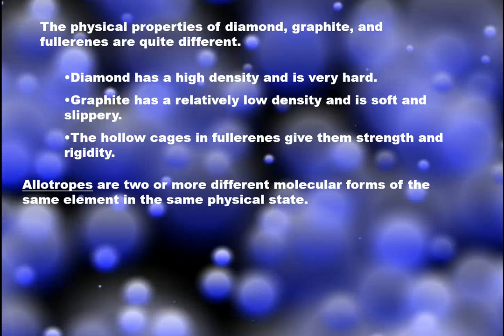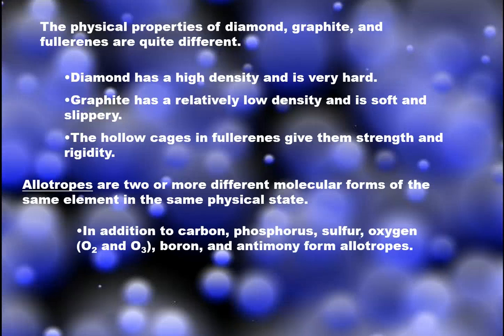Allotropes are 2 or more different molecular forms of the same element in the same physical state, but they have different properties. In addition to carbon, phosphorus, sulfur, oxygen, boron, and antimony all form allotropes.